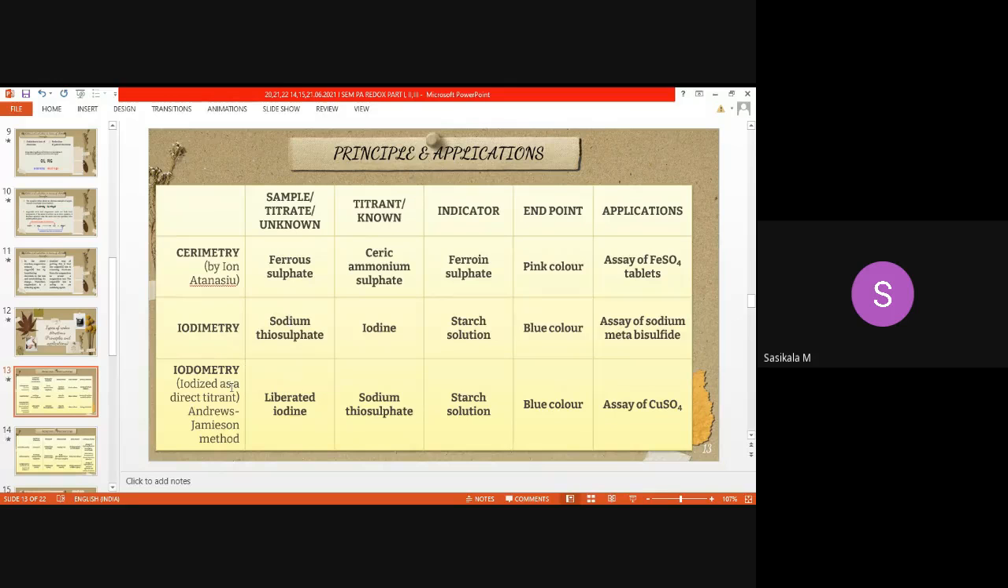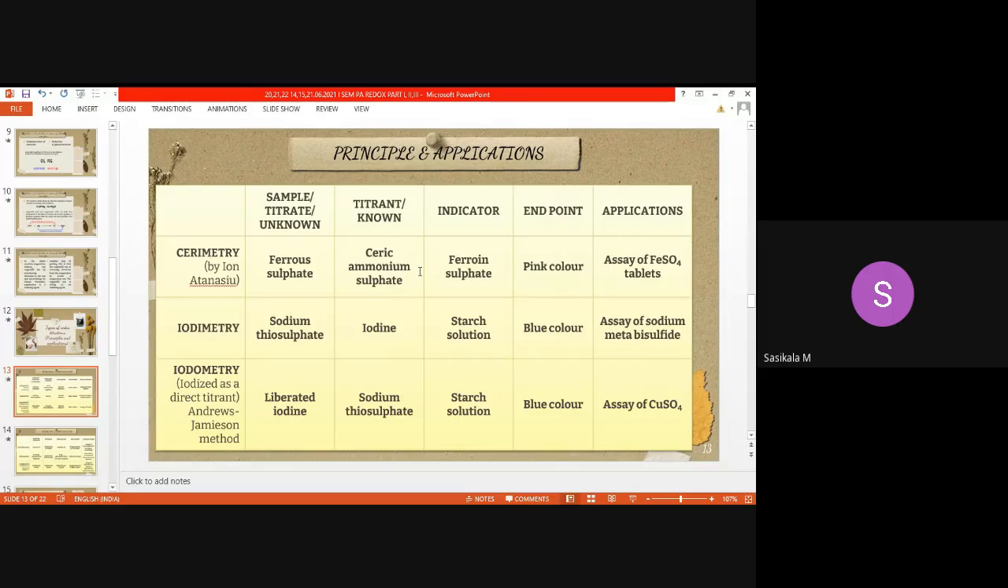Okay, now let's see about iodometry. Let's move on to the third category. So the first category is cerimetry. Here ferrous sulfate and ferric ammonium sulfate are used in assays, the oxidizing agent and the reducing agent. The reducing agent is ferrous sulfate. The oxidizing agent is ferric ammonium sulfate.